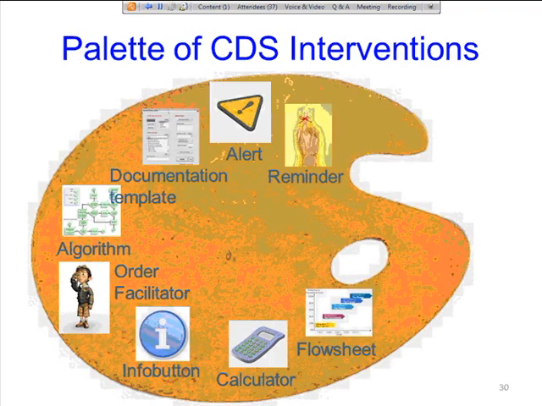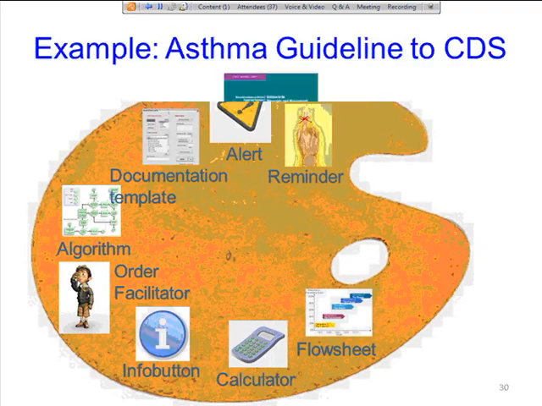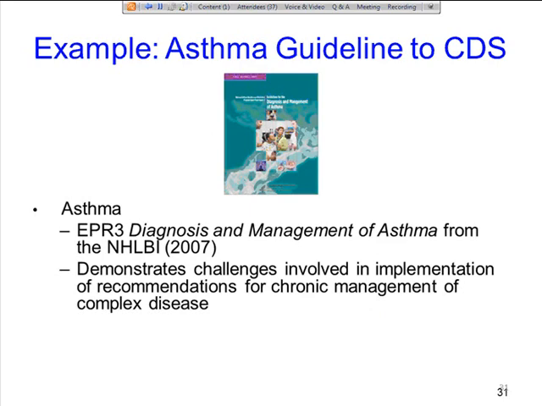Calculators, flow sheets, all of these have come to be considered part of decision support, where just a few years ago I think we were feeling somewhat constrained by only having alerts and reminders. I want to show you how some of these can be used by demonstrating an asthma decision support tool that we built.